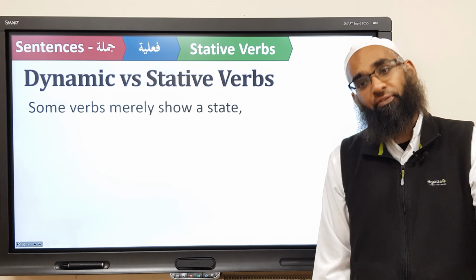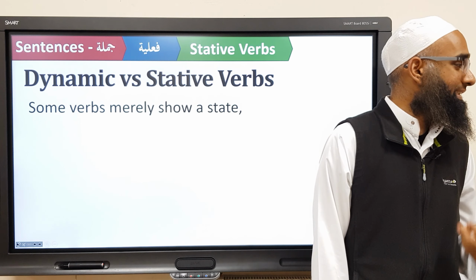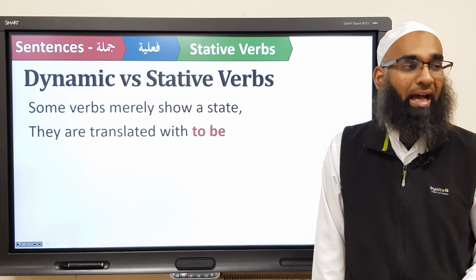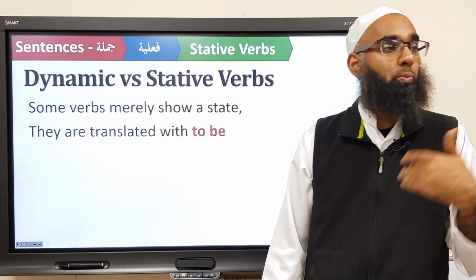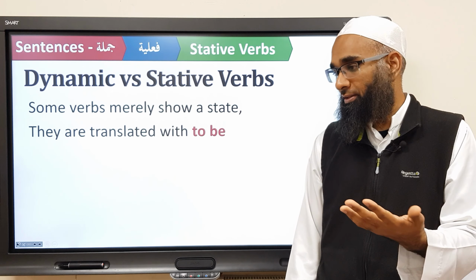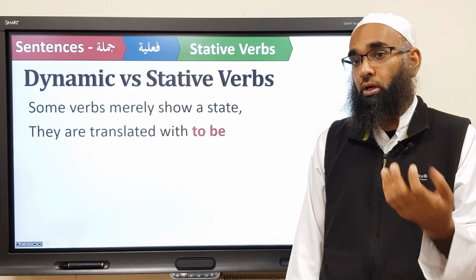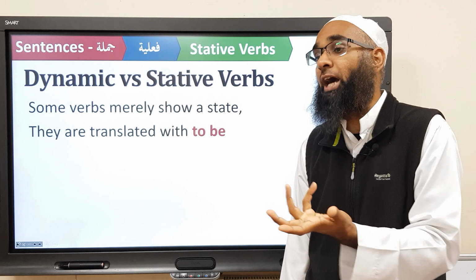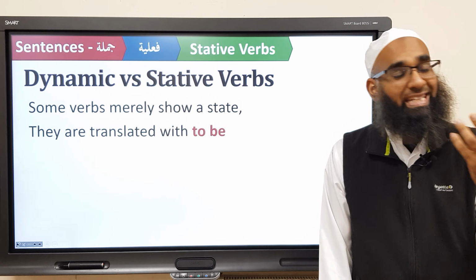And a stative verb. So what does it show? A state. It's not actually an action. Like for example, to become sick. And normally in translation, the to be verbs. When you've done sarf before, you have to be sick, to be happy, fariha, hazina, to be tall, to be big, kabura. So those kind of words which have to be in the translation, they show a state more than an action. What are these called? Stative verbs.